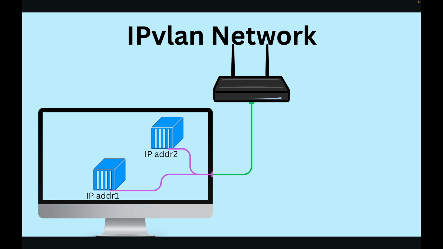The next one is IPvlan networking. Using this driver, it allows containers to have their own IP addresses on the network. This is useful for applications that require direct access to the network hardware or need to appear as separate devices on the network. But the main difference between Macvlan and IPvlan network driver is that in the previous one, the container is directly connected to the port of the router, but in this one, it is connected via the hardware of the host machine.